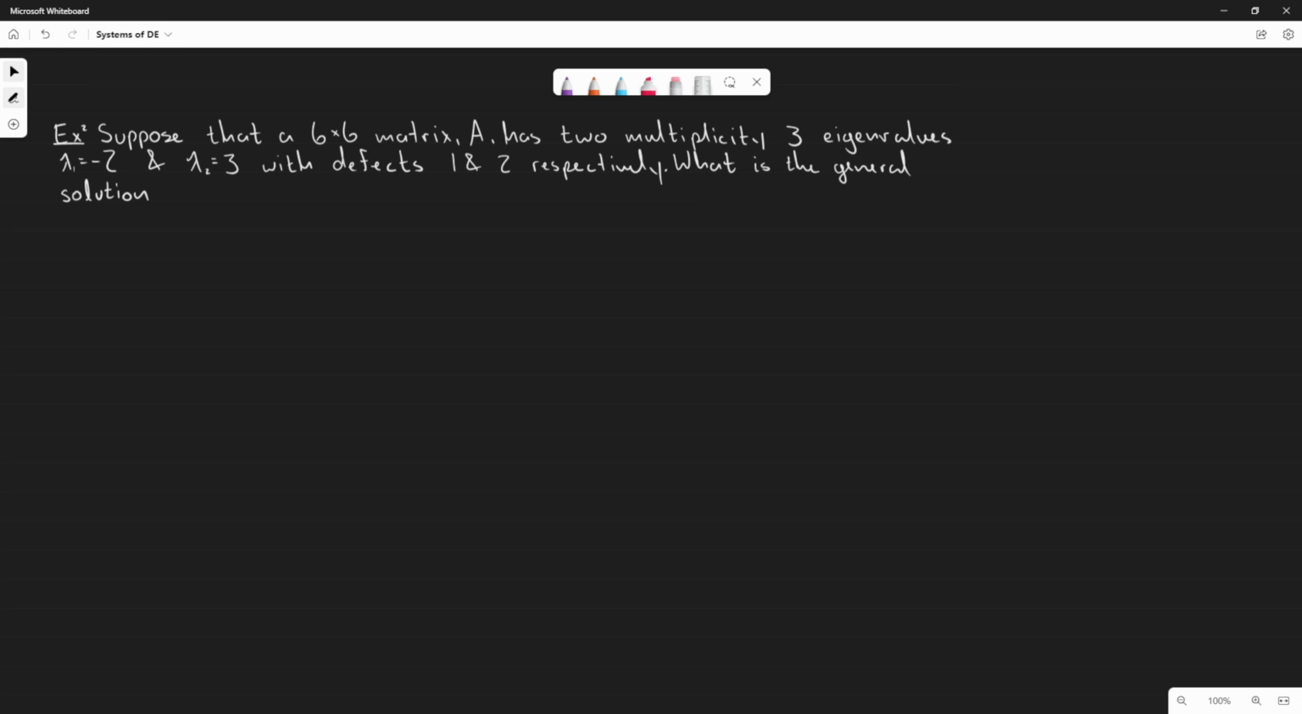So let's dissect this a little bit more. We have a 6x6 matrix, so that means there can be 6 eigenvalues, but we are only given 2, each of them having a multiplicity of 3. That makes sense. 3 plus 3 is equal to 6, so there's going to be 6 eigenvectors. 3 of them are going to be for lambda 1 being -2, and the other 3 are going to be for lambda 2. Now, we are also given that there are going to be defects on lambda 1 and 2.